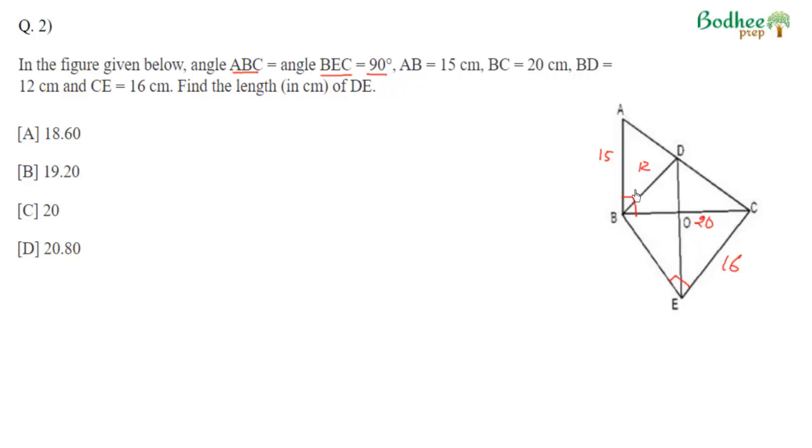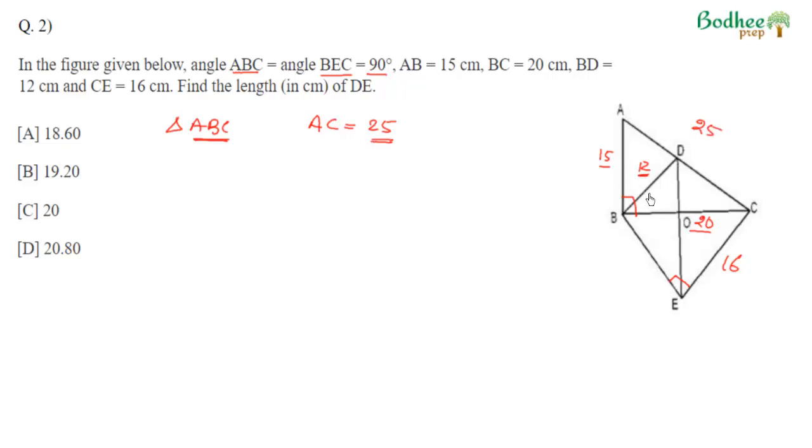If you just focus on triangle ABC, this is a right triangle with sides 15 and 20. So we can apply the Pythagoras theorem in triangle ABC to get the value of AC. On calculation, we get the value of AC to be 25. This is very simple to calculate, right? Now, the length of AC is 25. Further, this length BD is 12.